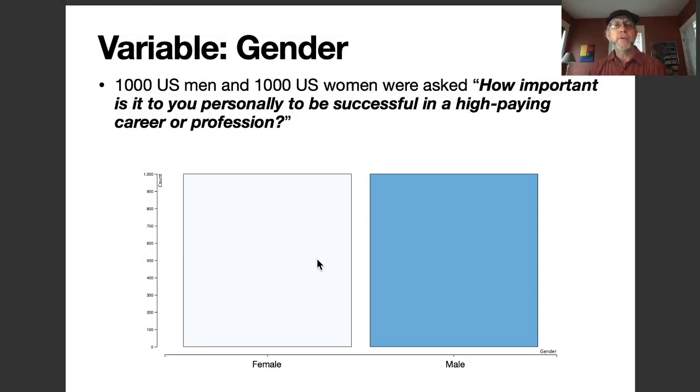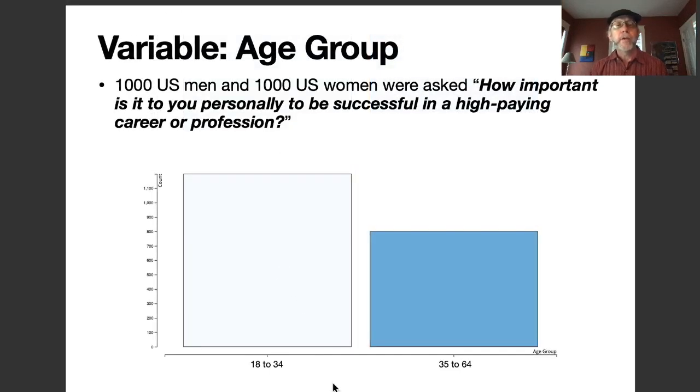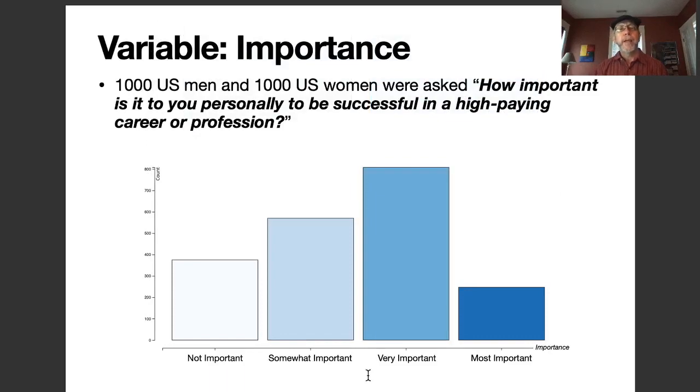And you could look at each variable individually in the data set. So here's a bar chart for the variable gender. As we saw, we have 1,000 men and 1,000 women, so both bars have the same height, and it's 1,000. Here's the bar chart for the variable age group. There are two values, remember, 18 to 34-year-olds and 35 to 64-year-olds. And you can see here that there were more 18 to 34-year-olds in our sample than there were 35 to 64-year-olds. And then, of course, the variable importance, and we've already seen that bar chart.